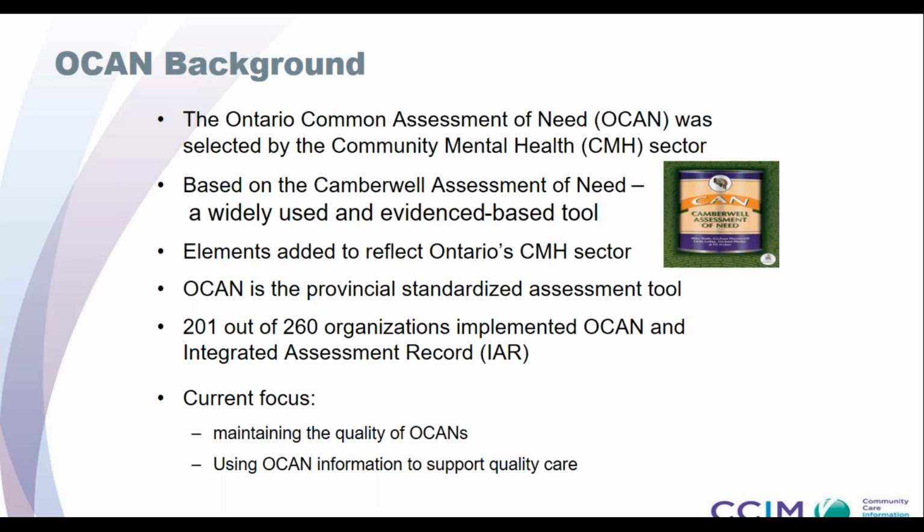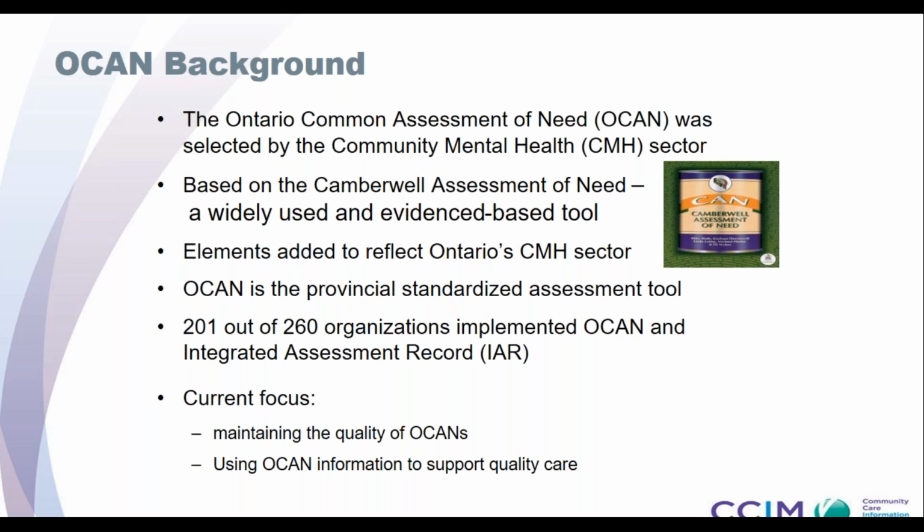The Ontario Common Assessment of Need is a provincial standardized assessment tool for the community mental health sector. And 201 out of 260 organizations that were in scope for OCAN implemented OCAN and the Integrated Assessment Record, which is uploads of the assessment to the IAR Central Data Repository. It can be used as a viewer for consented assessments to support sharing of information, and also as a secondary-use database to be able to analyze and look at the OCAN data.